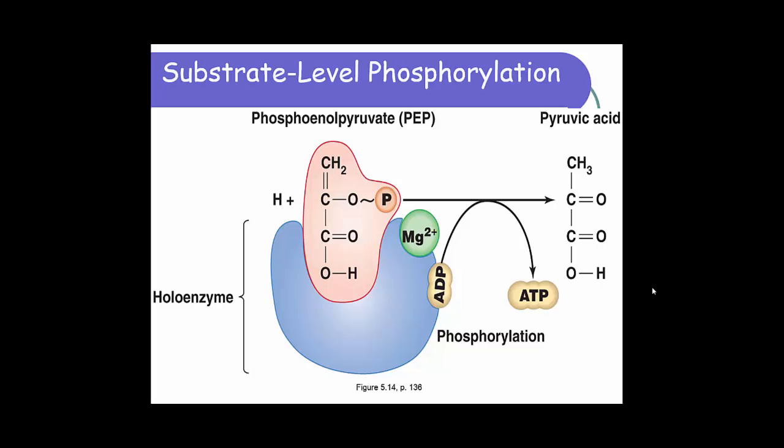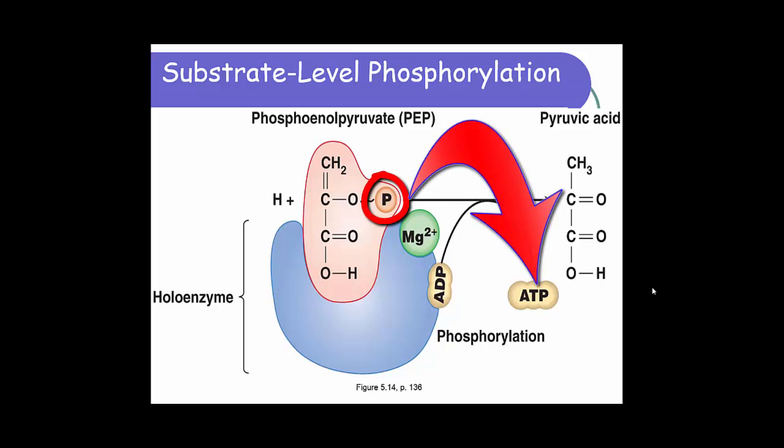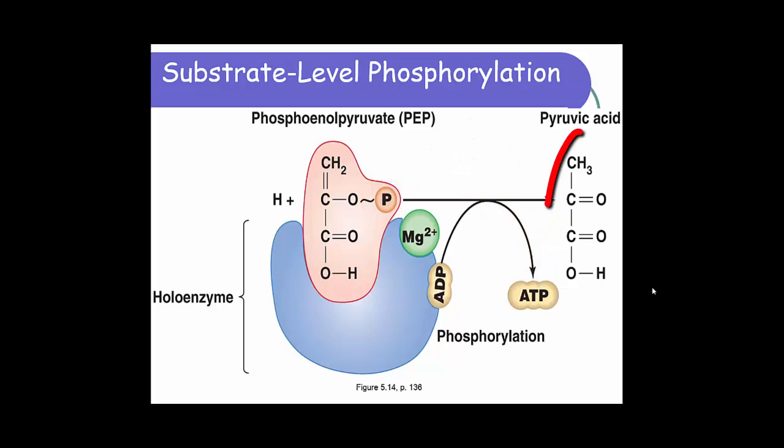This is an example of substrate-level phosphorylation. Here we have the holoenzyme and its substrate, phosphoenol pyruvate, or PEP. I like the acronym. Magnesium is needed here as a cofactor on the holoenzyme, and it binds to PEP, takes a phosphate off of the phosphoenol pyruvate, adds it to ADP, makes ATP, and generates what's left as pyruvic acid. This is the last step of glycolysis.